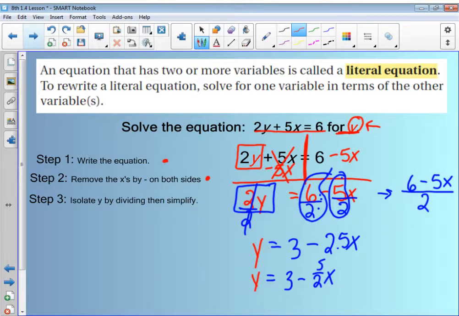So we wanted to isolate y. So in this case, we removed any of the x's. Okay, so then we shifted those to the other side by doing the opposite. And then we worked to isolate the variable. So we worked to get y isolated by doing that division aspect. Okay.